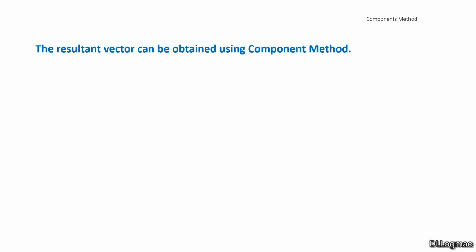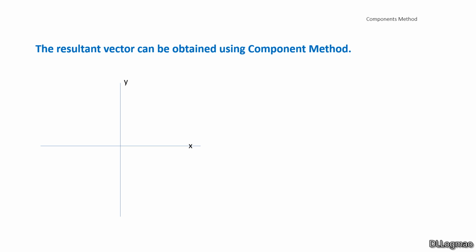Vectors can be broken into its components. The x component can either be directed towards the positive x or towards the negative x. The same with the y component. It can either be directed to the positive y or negative y axis. The components of the vectors added can be used to determine the resultant vector. This is what is called component method of vector addition.